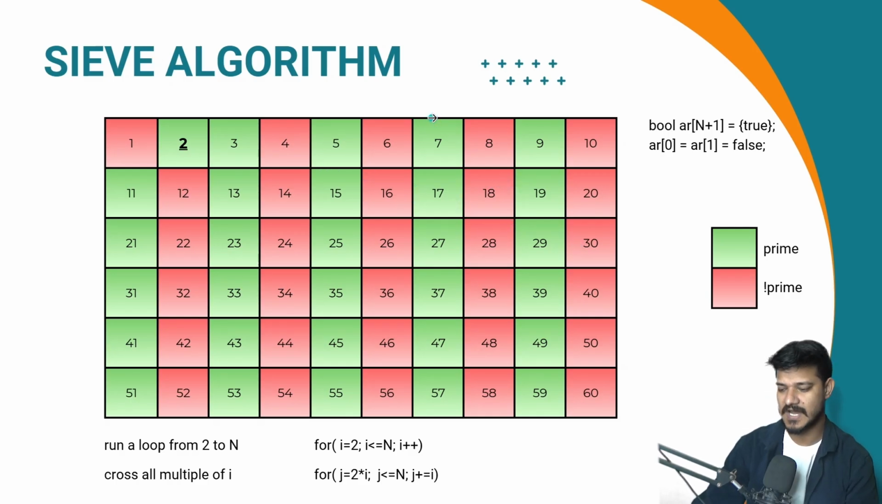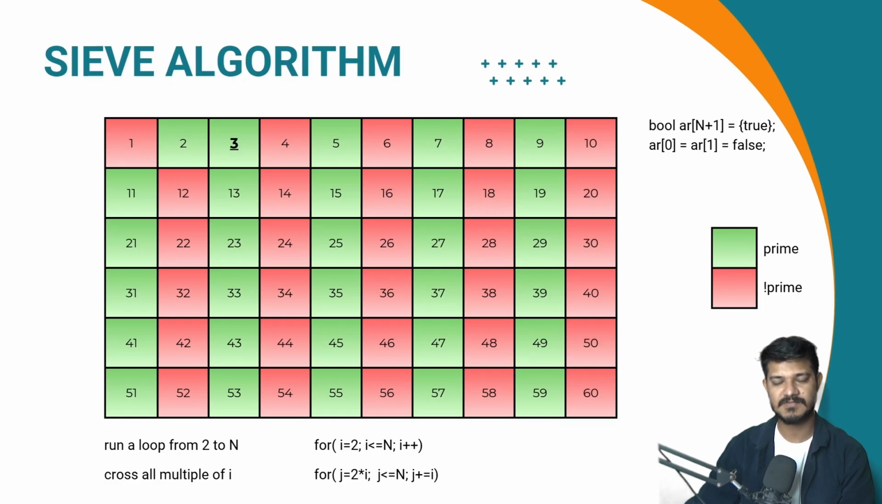I again plus plus, so I is 3. Is 3 a prime number? Yes. AR of 3 is still true. That means 3 is a prime number. So again we'll go to the nested loop and cross out all multiples of 3. So basically 9, 15, 21, all of these will be crossed out, right?